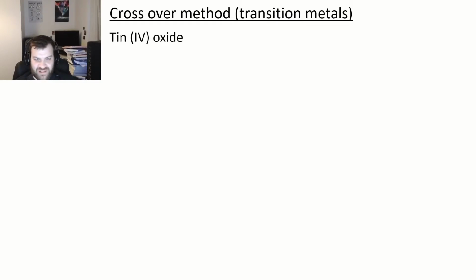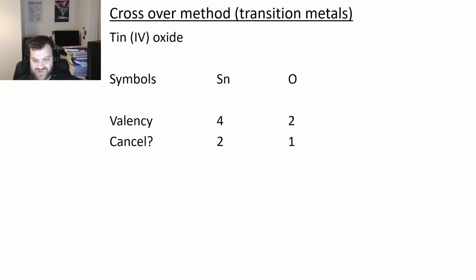If we have something like tin(IV) oxide, this tells us that our tin is going to make 4 bonds. Oxygen is in group 6, so makes 2 bonds. We can cancel it down this time. Then we swap them over, giving us SnO2.